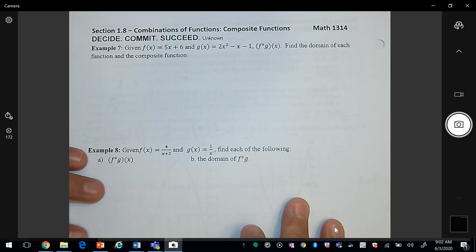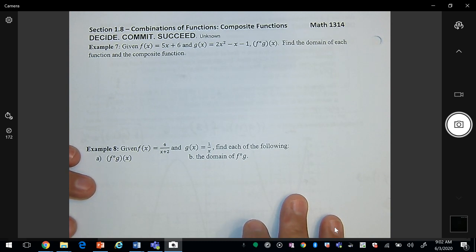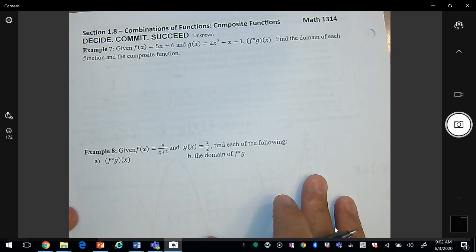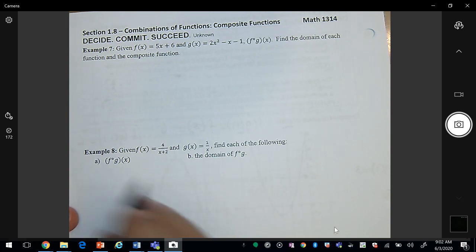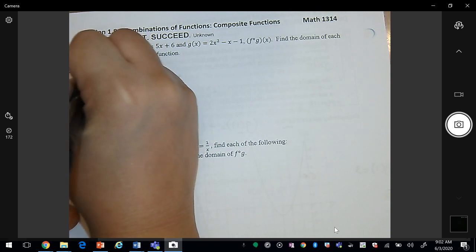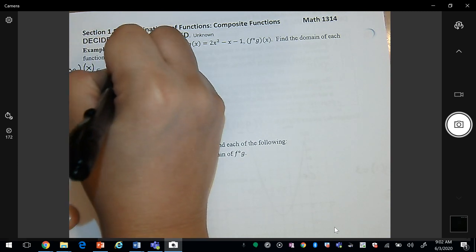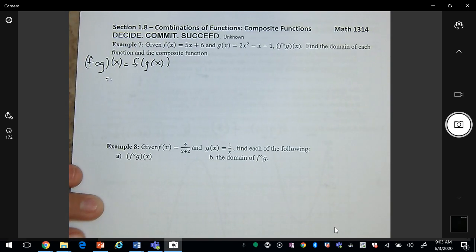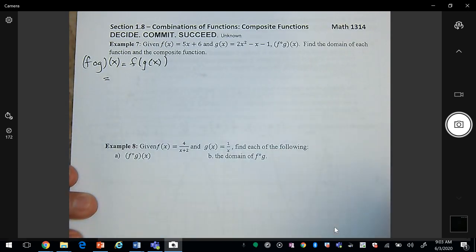Given f of x is 5x plus 6 and g of x is 2x squared minus x minus 1, find the composite function and then find the domain of each function and the composite function. Okay, so first we need to find the actual composition. So I'm going to write it on this side. f of g of x is written as f of g of x. So first you want to do the inside of the parentheses.